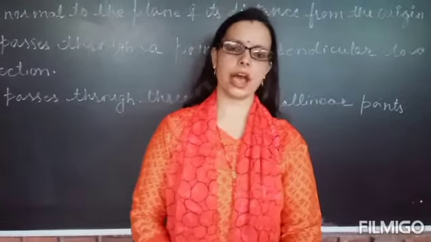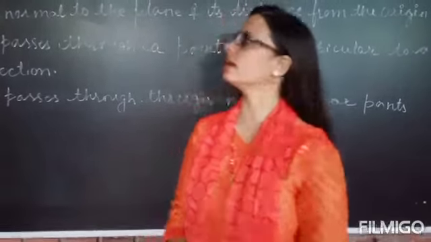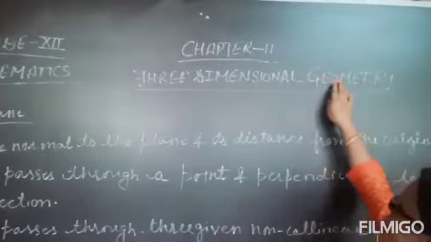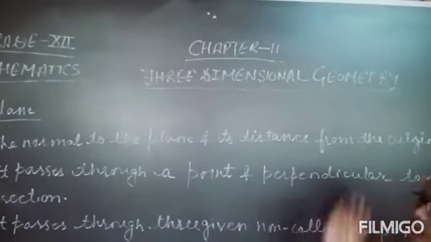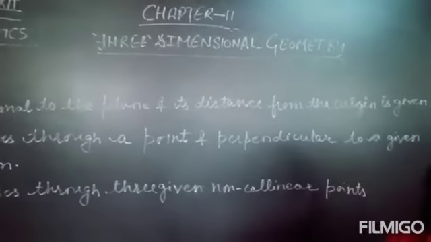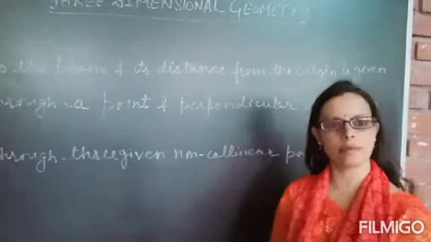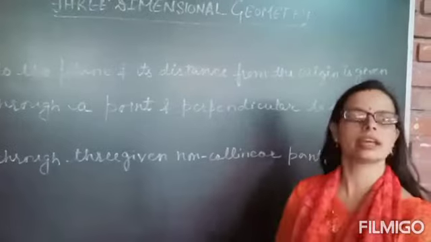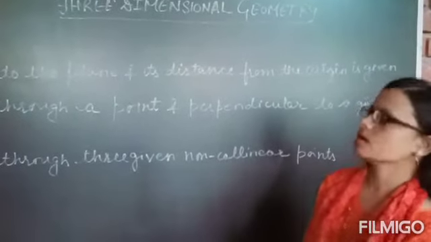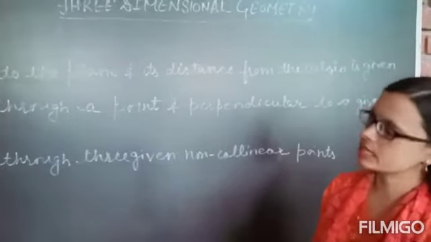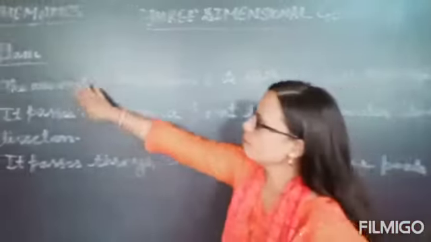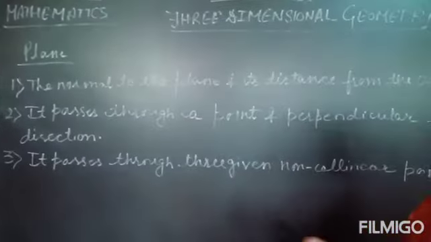Students, today I am going to explain the topic that is three-dimensional geometry, which is chapter number 11. Students, last week we discussed the equation of a line in three dimensions, and direction ratios and direction cosines of a line.